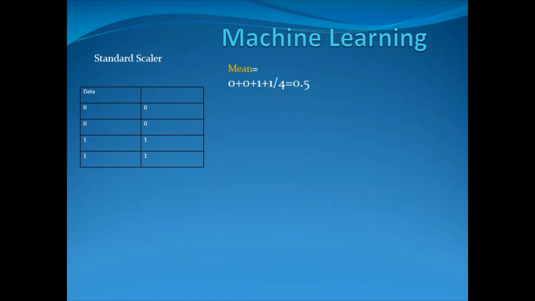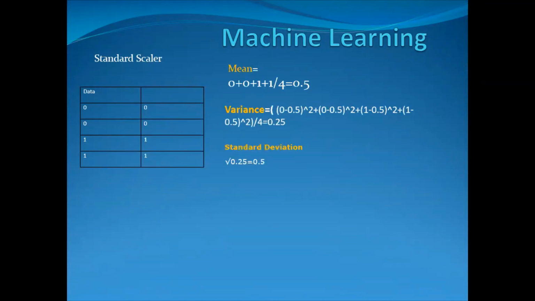Let's see how it works. First, we will calculate the mean. Mean is nothing but sum of the values in the row divided by number of rows, that is equal to 0.5. Now, what is variance? Variance is average of square difference from the mean. So what does variance come out to be? It comes out to be 0.25. Now what is standard deviation? It is square root of variance, that is equal to square root of 0.25, that is equal to 0.5.